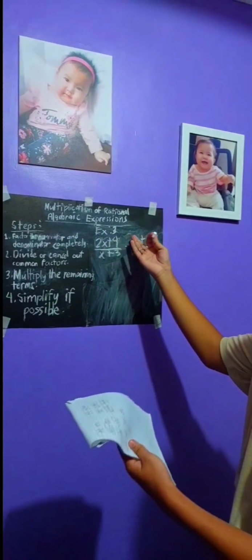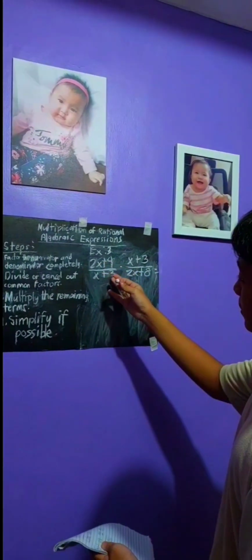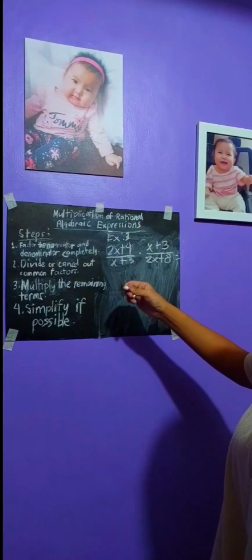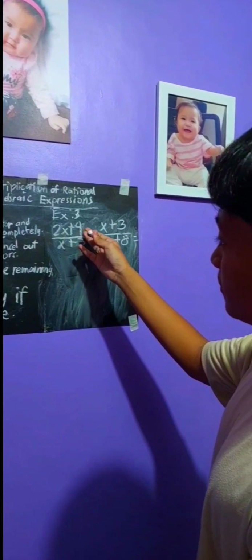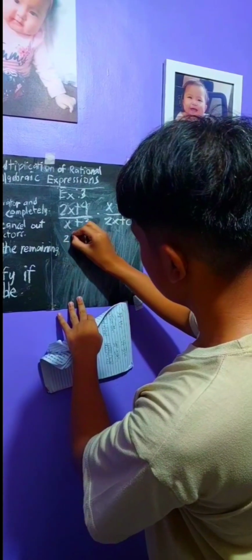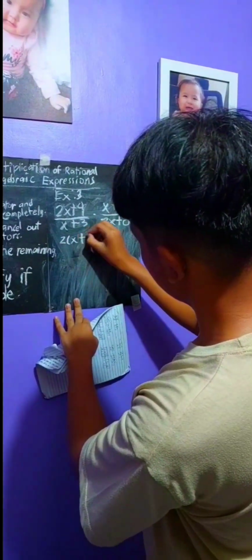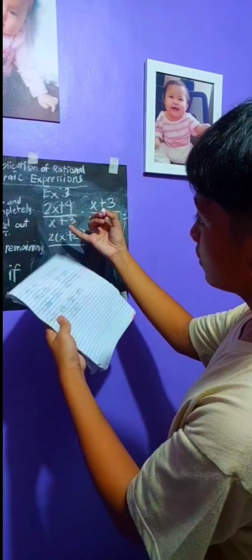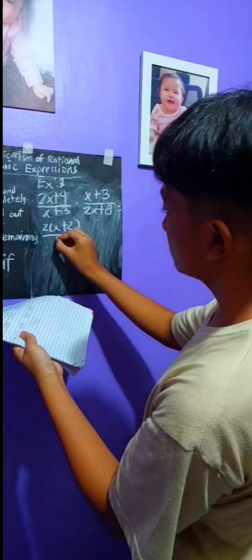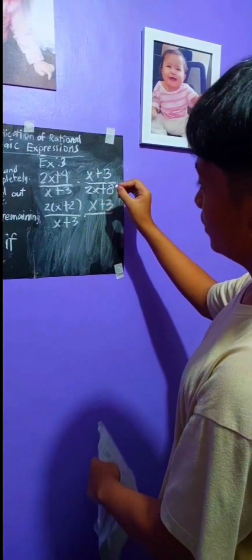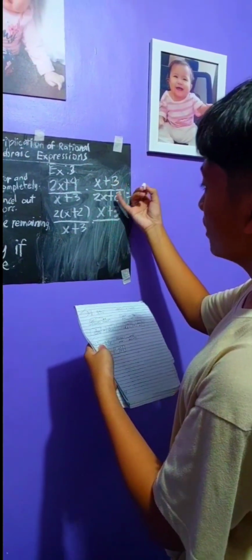Okay, now for example number 3. 2x plus 4 over x plus 3 times x plus 3 over 2x plus 8. Again, the first step, factor the numerator and denominator completely. As you can see here, 2x plus 4 can be factored using the common monomial factoring. Here, x plus 3, we cannot factor it, so we just copy it. 2x plus 8, we can factor it using the common monomial factoring.